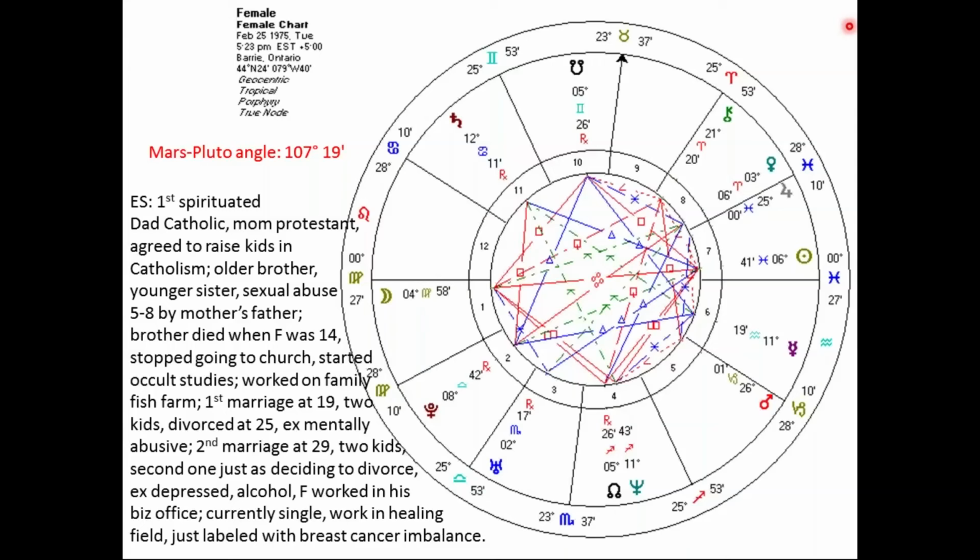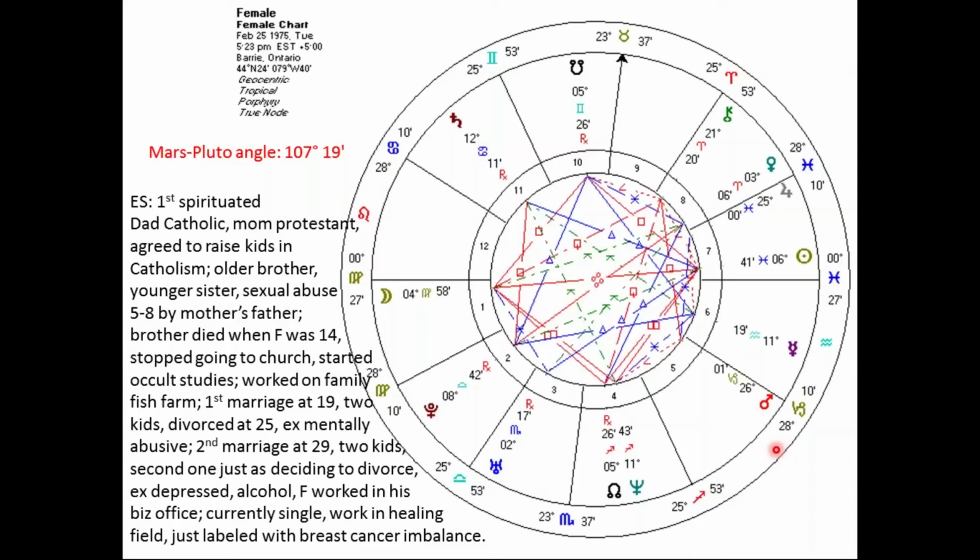This volunteer's chart is February 25th, 1975, 5:23 p.m., Barrie, Ontario, Canada. Here we're going to be working with a Pluto retrograde in Libra at about 9 degrees, in the second house. Mars is at 26 degrees Capricorn, here in the fifth house.